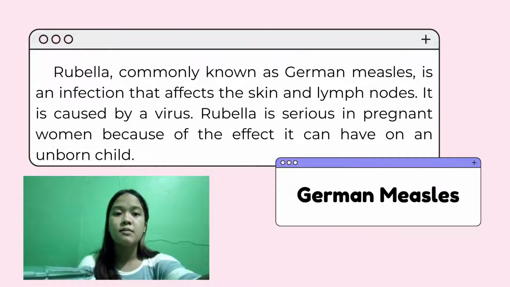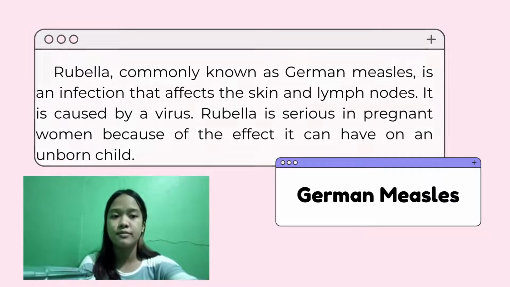Neck glands may swell up and feel tender, especially behind the ears. The sickness lasts about 3 days and generally gets better on its own without any complications. In teens and adults, rubella can be a more serious disease. Joint pain is common.